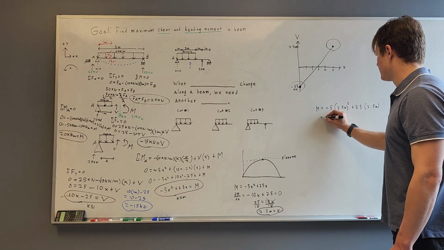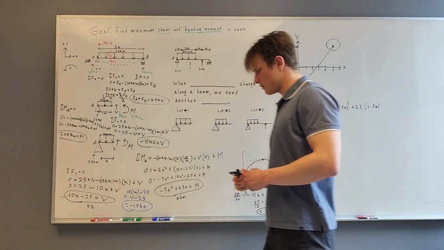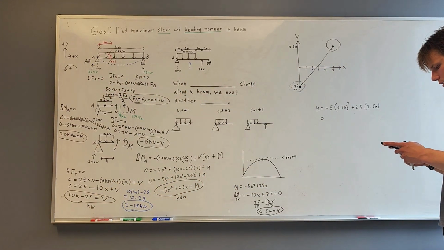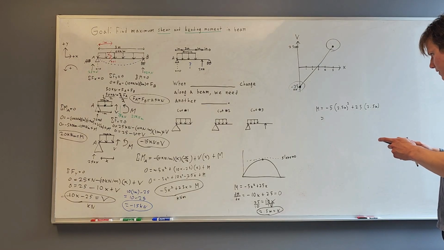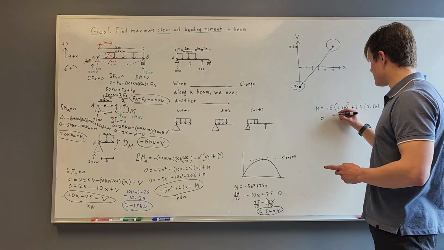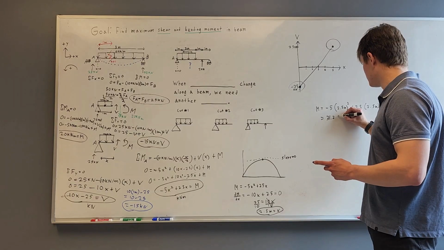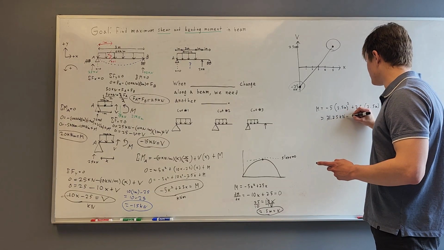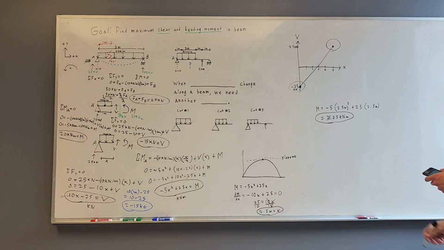And then solving for this moment, I'll use my calculator for this. We have -5 times 2.5 squared plus 25 times 2.5 equals 31.25 kilonewton meters. So there's our final answer.